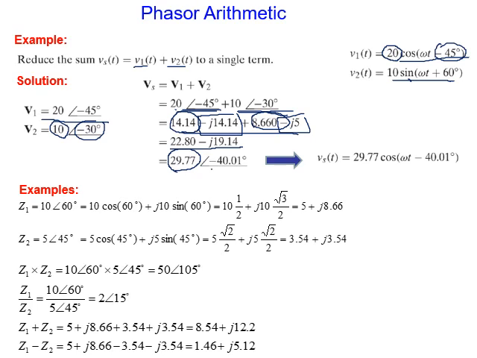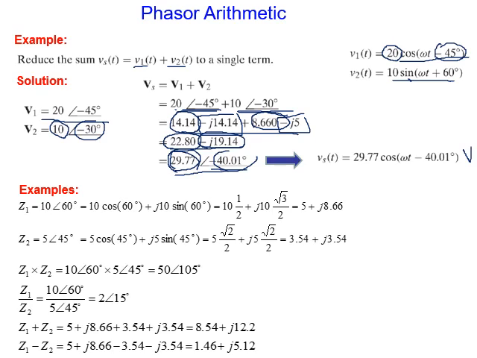What about the angle? The angle will be tan inverse y over x. Y is minus 19.4 and x is 22.8. We got the angle. Now if I want to convert into time domain, then this is the maximum and this is the phase shift. I will say it is 29.77 cosine omega t minus 40.01. Please don't forget to write the units, okay? Volt.